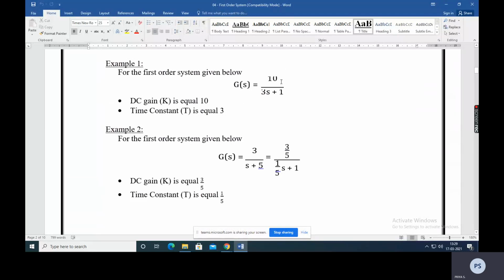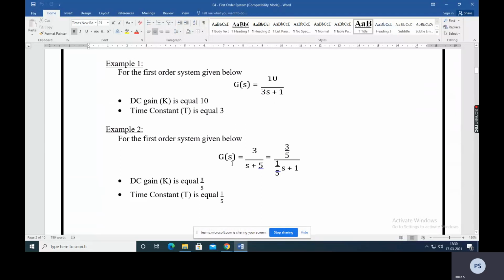Okay, see there, G(s) is equal to 10 divided by 3s plus 1. In that, the 10 indicates the DC gain of the given system. G(s) is going to be your transfer function. Then your time constant T is equal to 3.